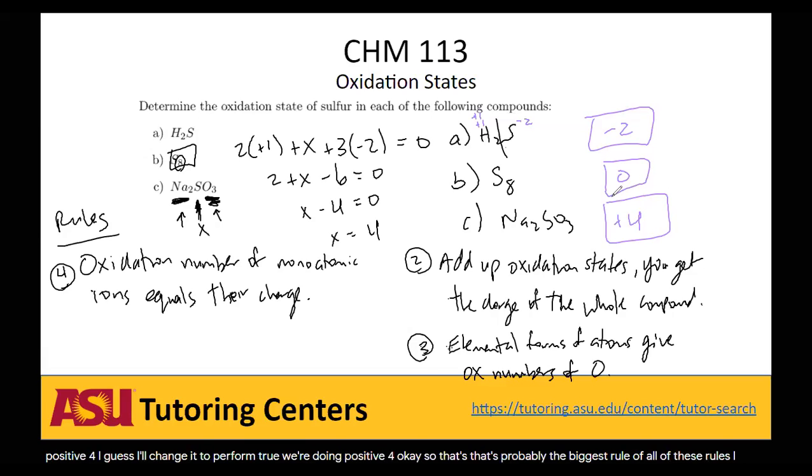Okay. So that's probably the biggest rule of all of these rules. I mean, they're all important, but rule number 4, that oxidation number of monoatomic ions equals their charge, is almost the most important one. So the real power of these oxidation states comes in the polyatomic ions, getting the oxidation state of the species within the polyatomic ions.